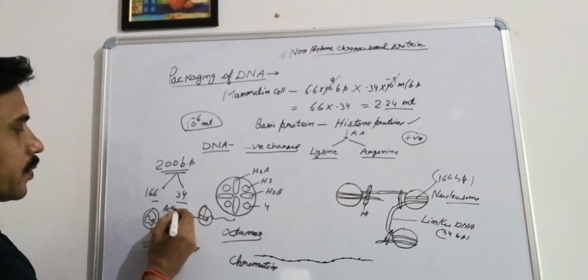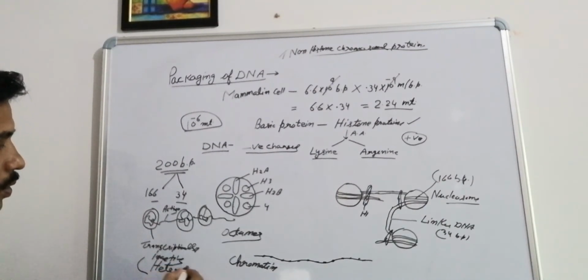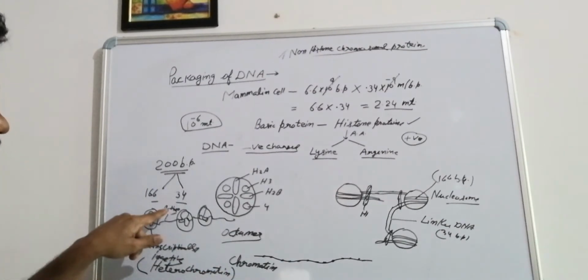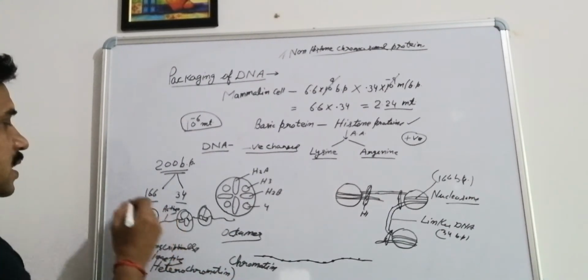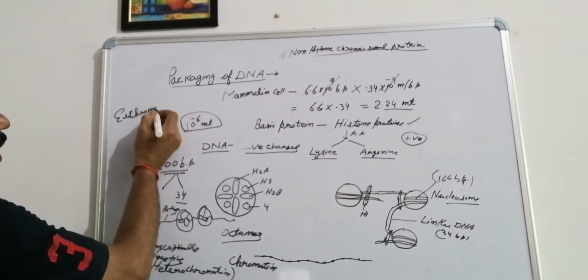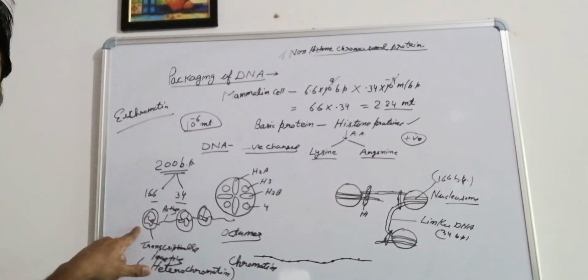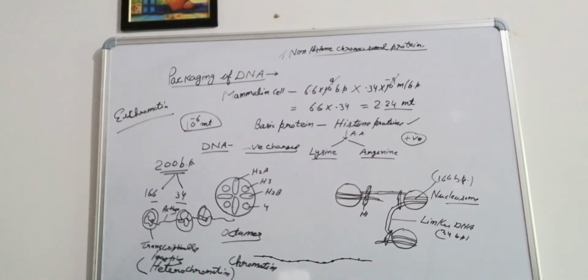This is the transcriptionally active part. So the transcriptionally inactive part is also given the name heterochromatin. And these active parts are called euchromatin. That means euchromatin are those parts where the color will be light when we stain this chromatin, and heterochromatin are those parts whose color will be darker when we stain this chromatin.